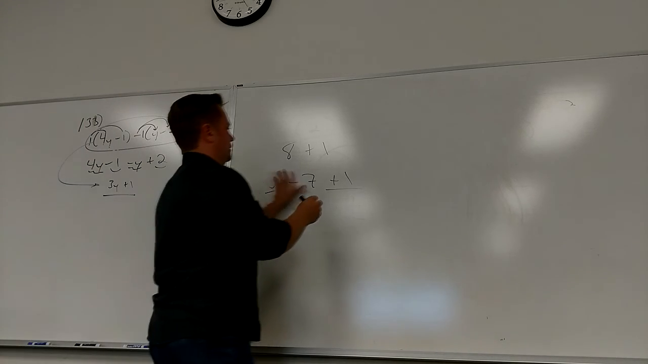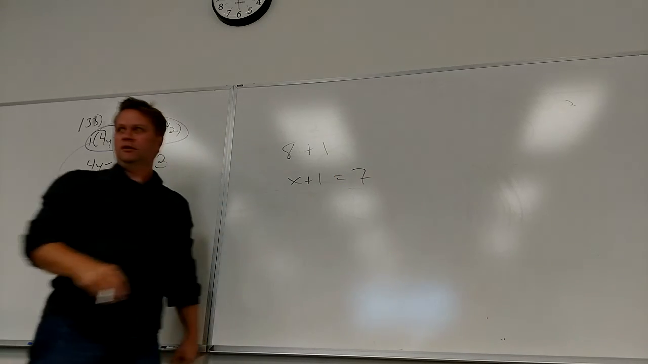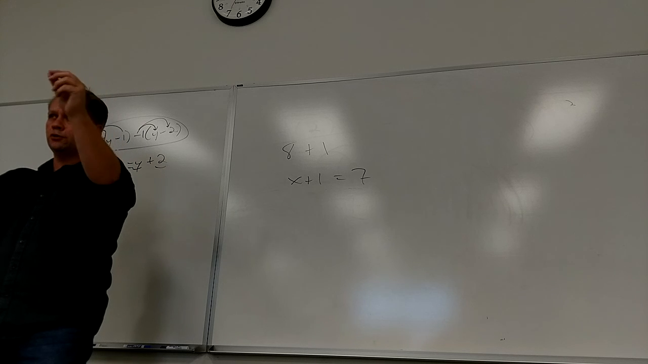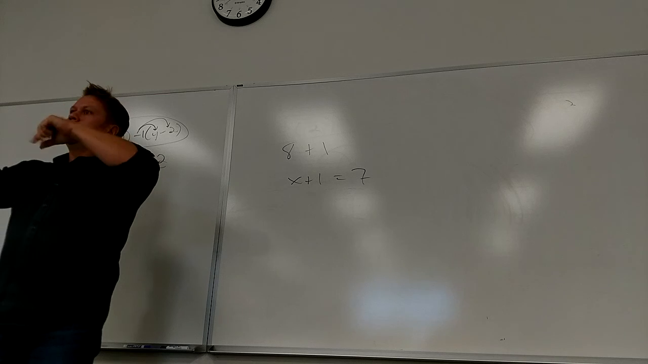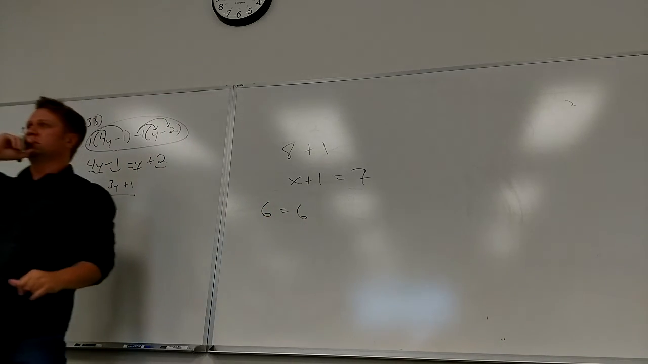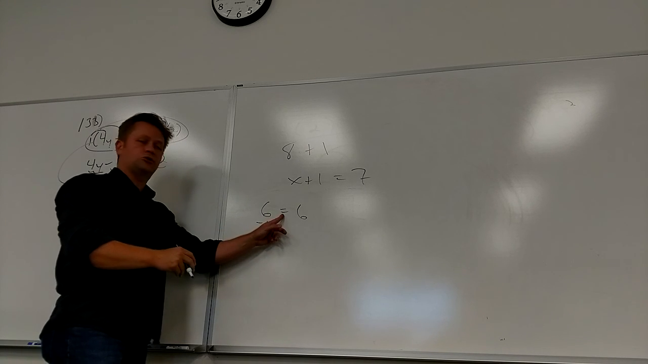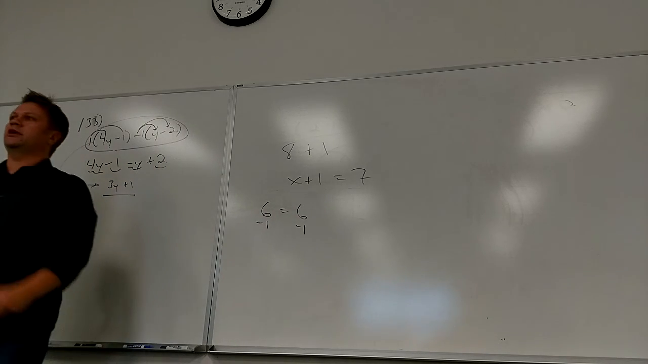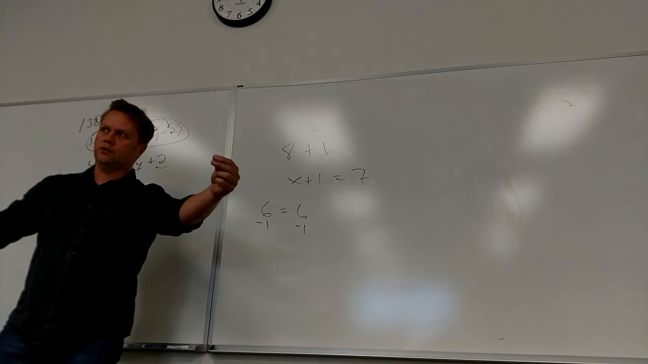But if this was x plus 1 equals 7, I've got two sides. In order to make sure the equality is still true, if I subtract 1 from one side, I've got to subtract 1 from the other side. And the reason is, give me something: 6 equals 6. If I subtract 1 from that, how do I make it still true? If I don't do this, it's not going to be true anymore. So whatever I do to one side of an equation, I must do to the other side also.